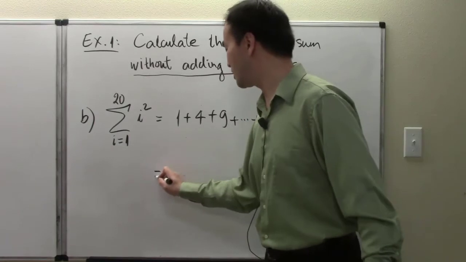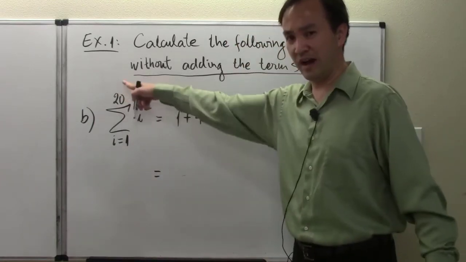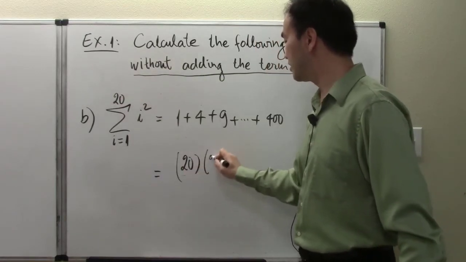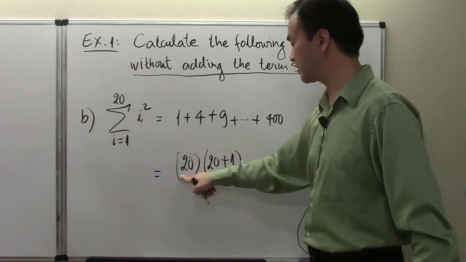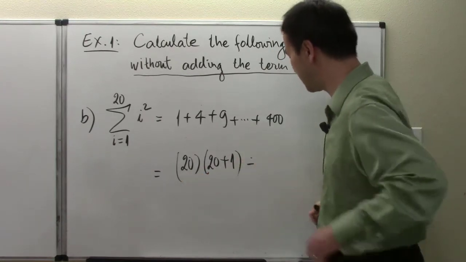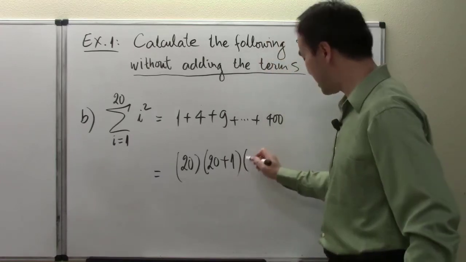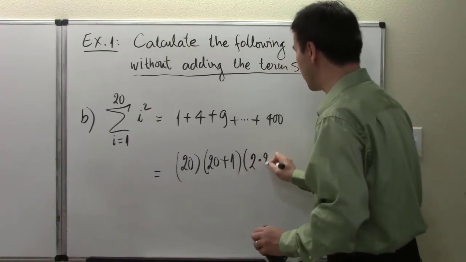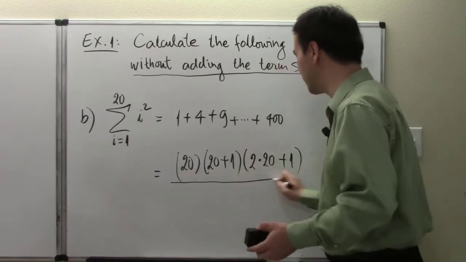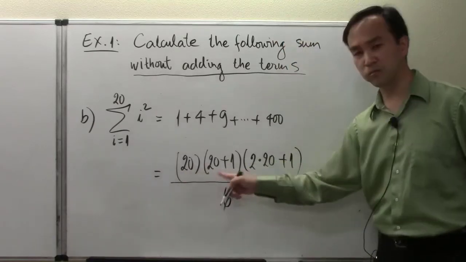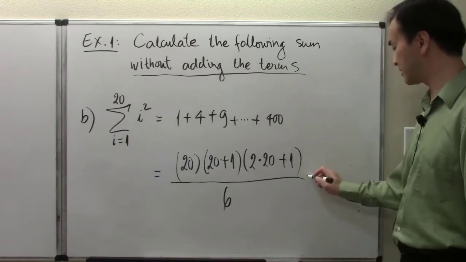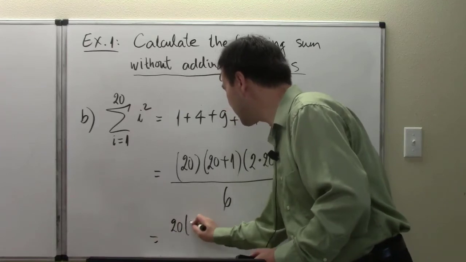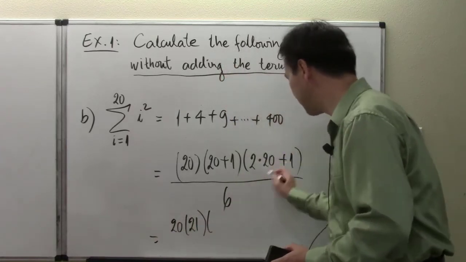So what was the formula that we've learned earlier? We know that we have 20 terms. That's what this 20 is for. So 20, according to the formula, times 20 plus 1 as an extra factor, times 2 times 20 plus 1. I'm writing down the formula with the proper numbers plugged in. So this means we're looking at 20 times 21 times 41.